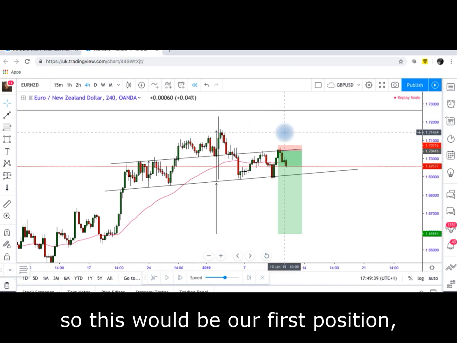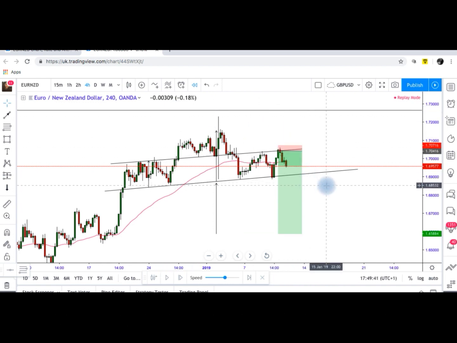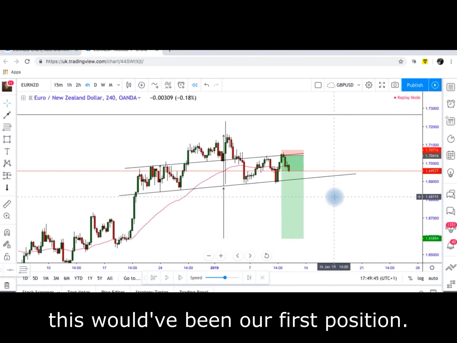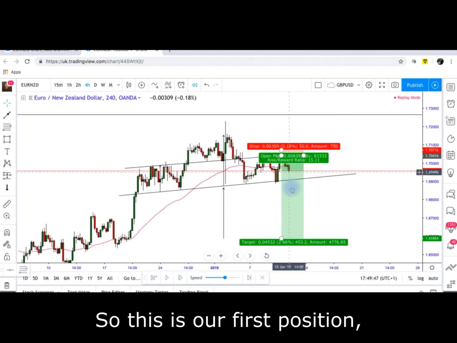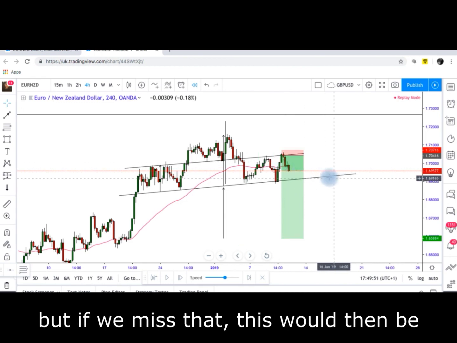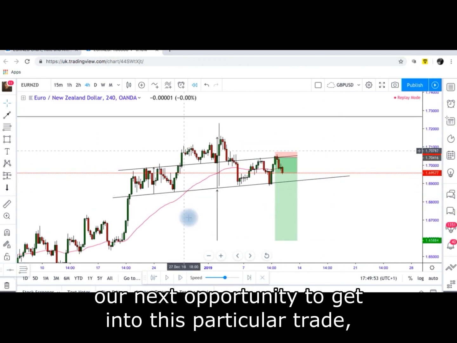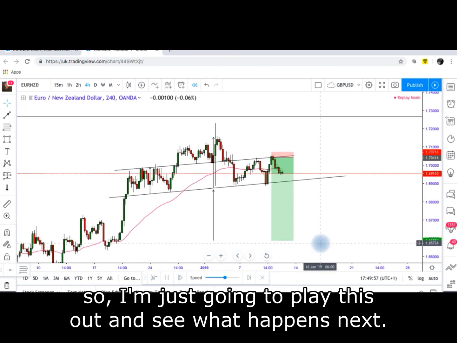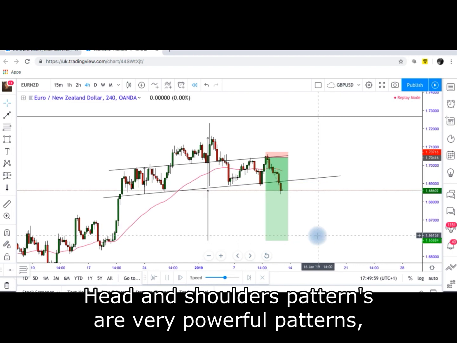Now, we can either scale in and place a second position on this. So this would be our first position. Or if we'd missed this, this would have been our first position. If we had a retest of this neckline, that would be our second. But if we missed that, this would then be our next opportunity to get into this particular trade. So I'm going to play this out and see what happened next. Head and shoulders patterns are very powerful patterns.